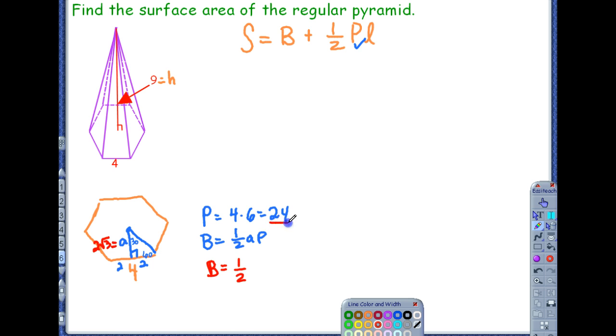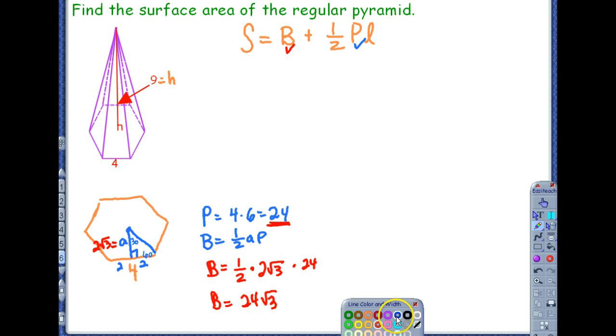So one half the apothem, which is 2 radical 3, times that perimeter of 24. Let's leave it in radical form, because I see no units. So 1/2 of 2 is just 1 radical 3, times 24, so 24 radical 3. All right, so now I've got these 2 pieces. So now we need the slant height.